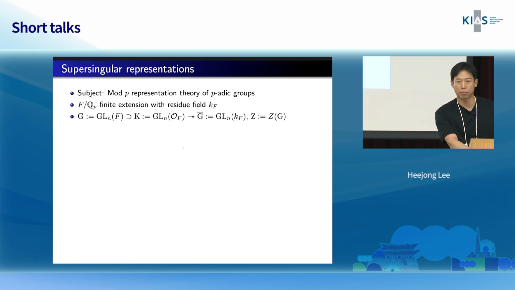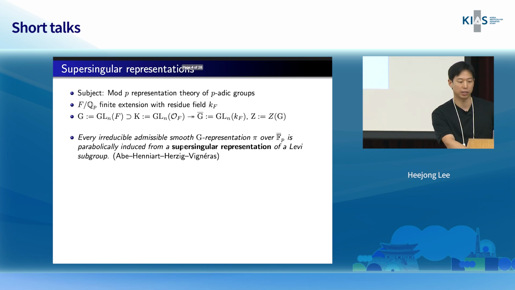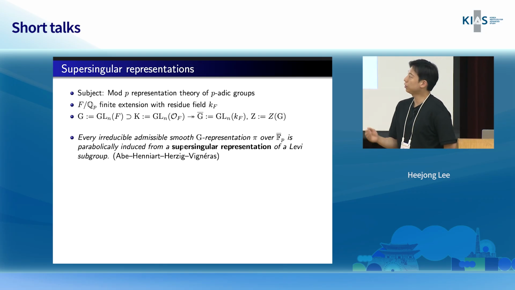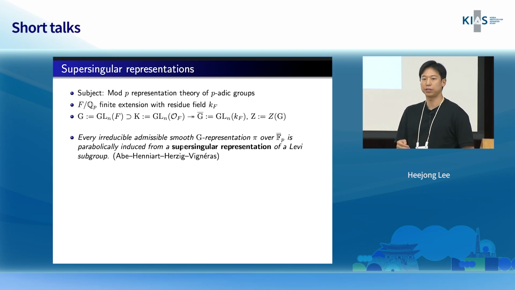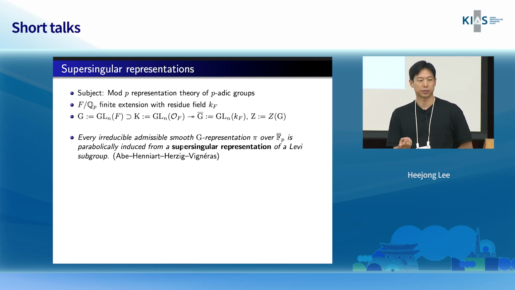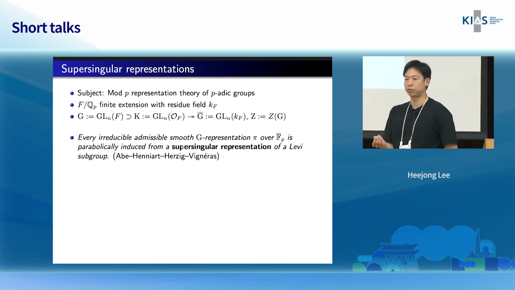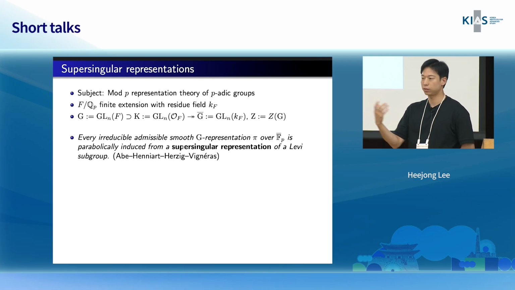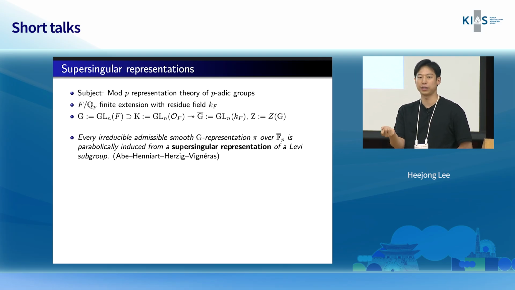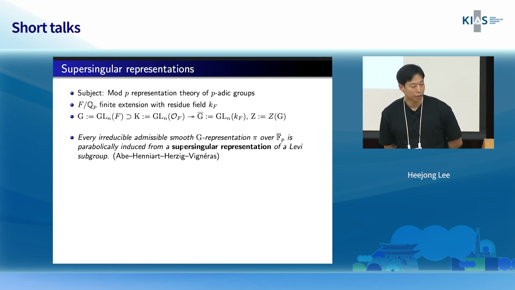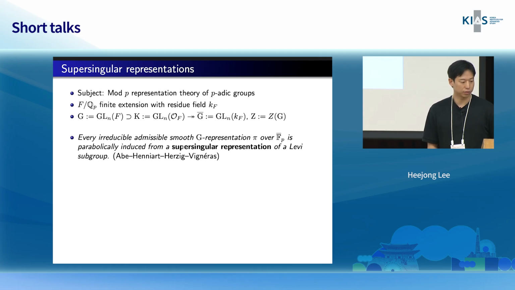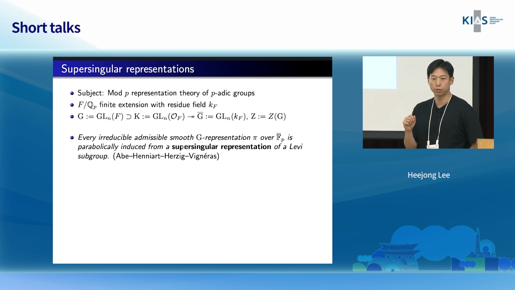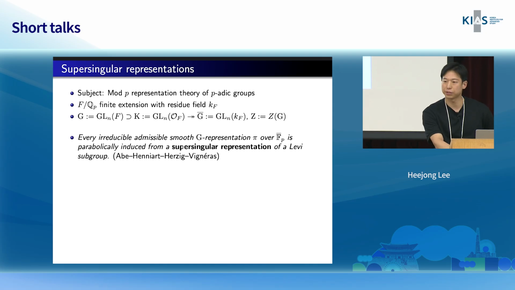And here is a mod p analog of the Bernstein-Zelevinsky classification, saying that every irreducible admissible smooth representation is induced from supersingular representations. So you do have a notion of supercuspidal representation here, which is equivalent to this notion called supersingular. So they play the same role, but the definition of supersingular is really what plays the important role. And this result holds for any connected reductive group, not just for GL_n.